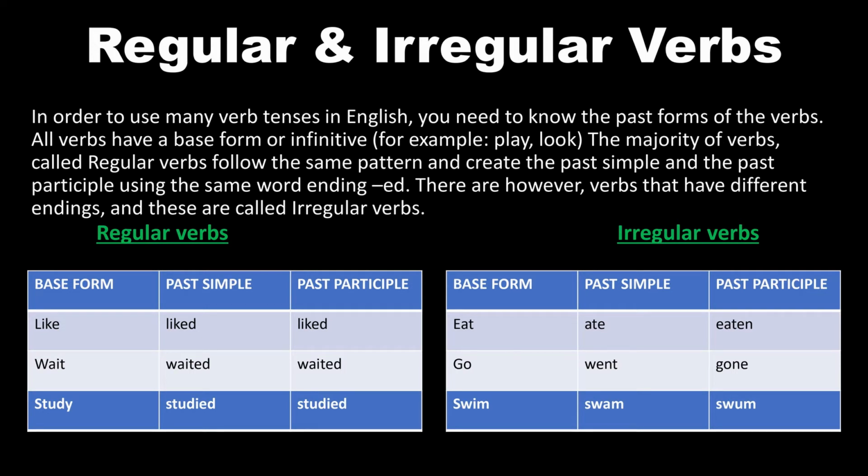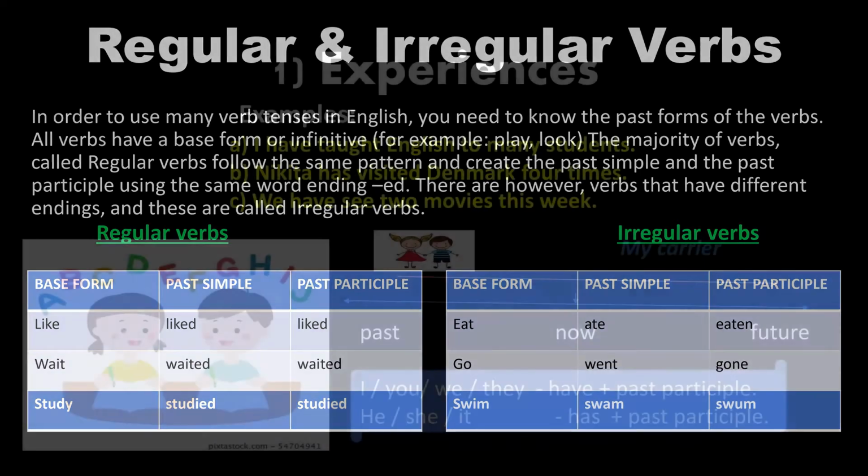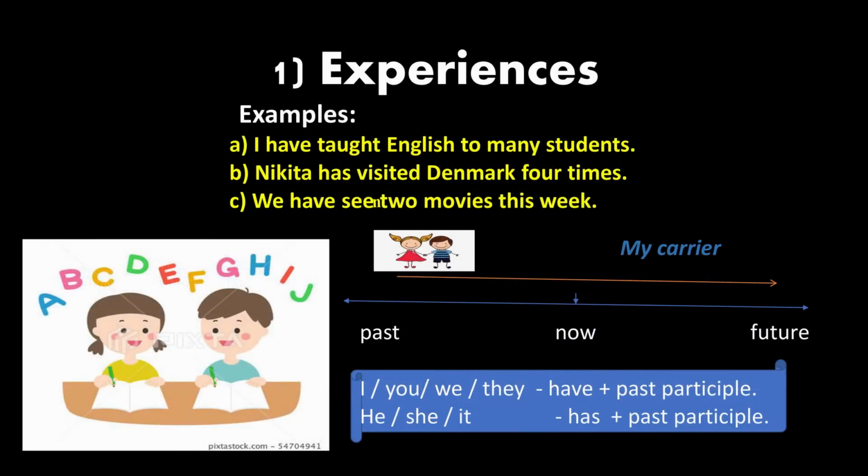So whenever we are using present perfect tense, we always use the past participle form of the verb, that is the third form. We make the present perfect with a subject plus have or has plus verb, that is past participle or third form of the verb. We say have if the subject is I, you, we, they, and has if the subject is he, she, it. For example, I have taught English to many students. Nikita has visited Denmark 4 times. We have seen 2 movies this week.